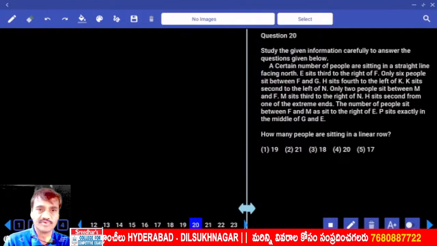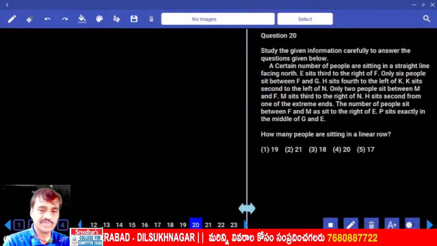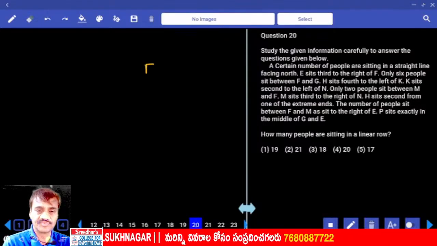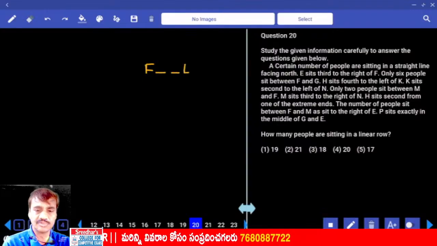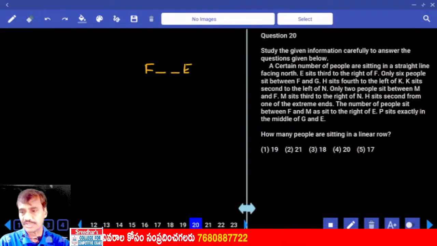A certain number of persons. E sits third to the right of F. Now, where is this E? E is seated third to the right of F. If F is here, 1, 2, E will be here. E sits third to the right of F.